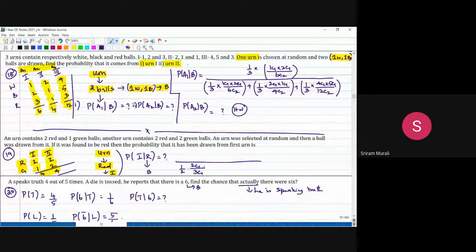It is 2C1 by 3C1. Or if it is from box 2, of the 4 balls, we are taking 1. If it is a red, it is 2C1 by 4C1. The question is for this. So this will come to numerator: 1 by 2 into 2 by 3. Have you all understood?